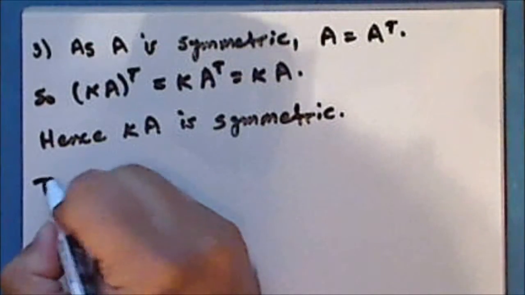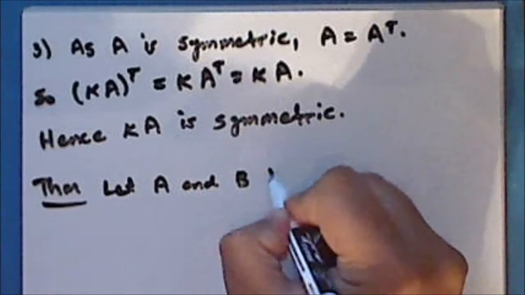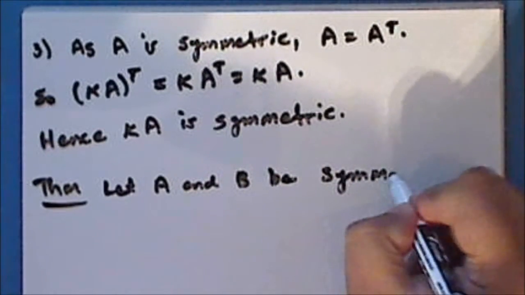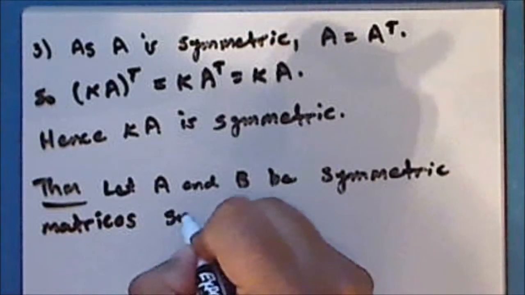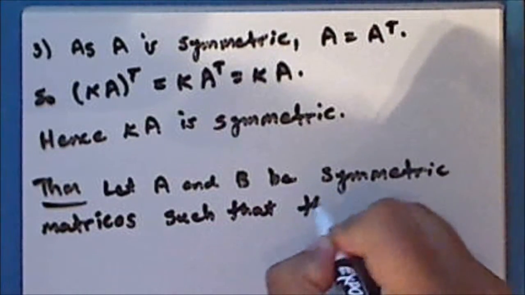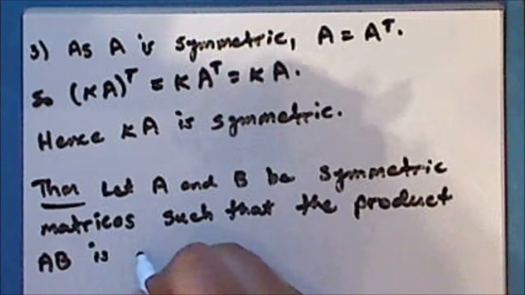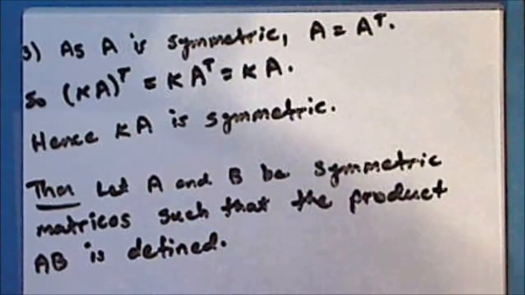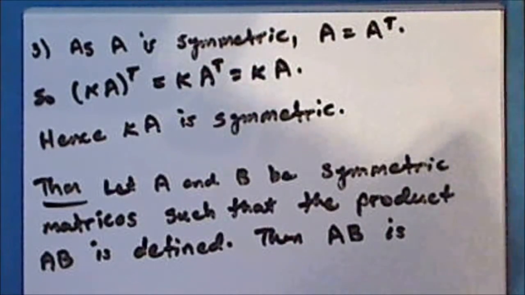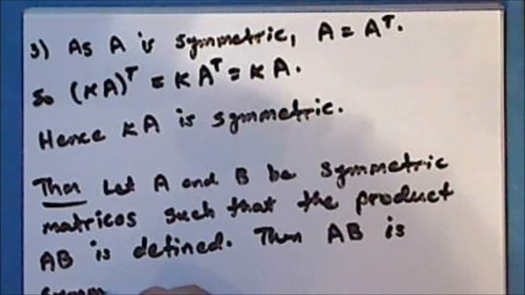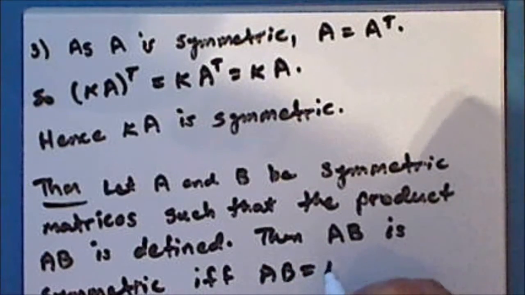So new theorem: let A and B be symmetric matrices such that the product A times B is defined, then the product A times B is symmetric if and only if the product of A and B commutes.